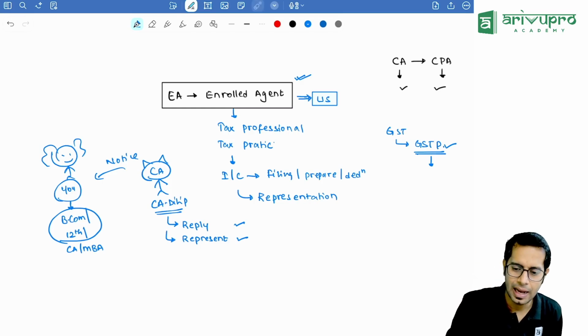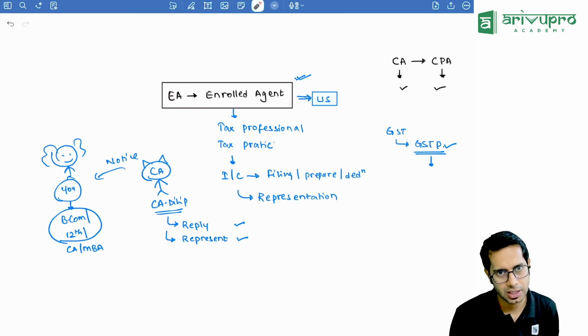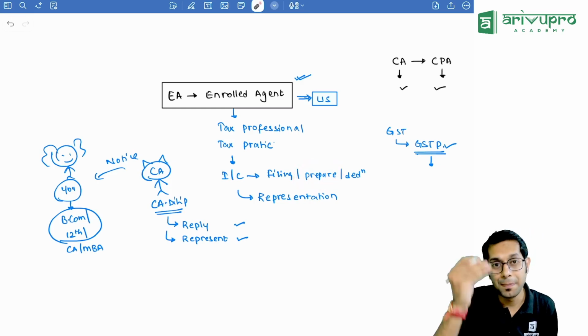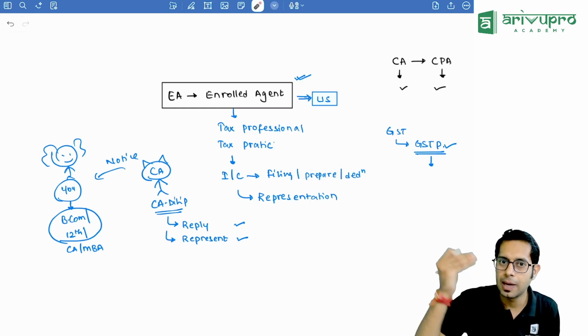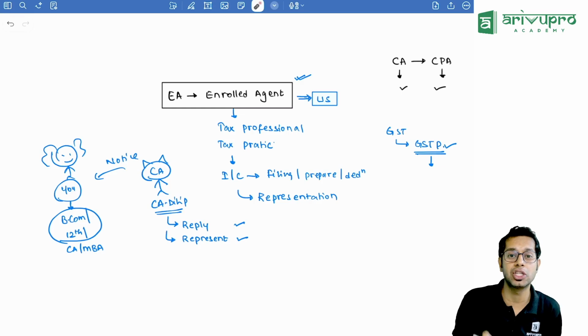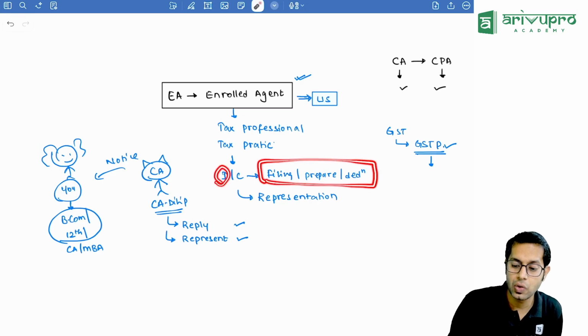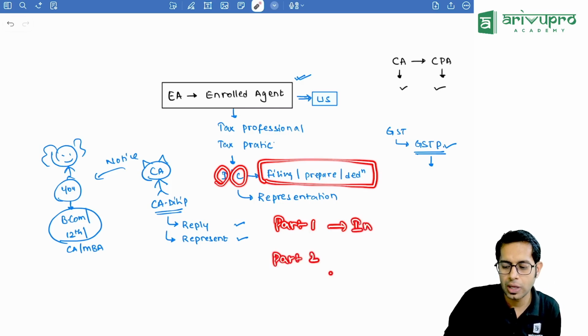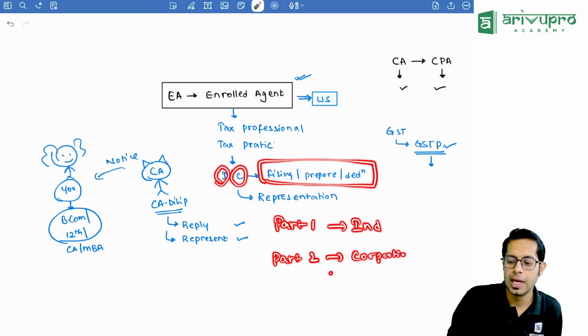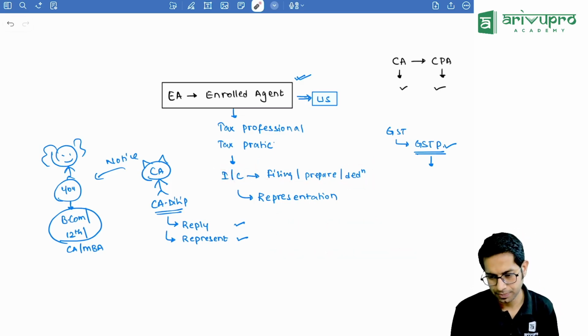The same thing is done by an enrolled agent also. He will help people file their income tax returns. He will help them in preparing the different forms which are required, in computation of their income, computation of tax liability, and claiming the deductions which are eligible for that person. Correct? That is what we have studied in part 1 and part 2 of this course. In part 1 we studied individuals, and in part 2 we studied corporations.